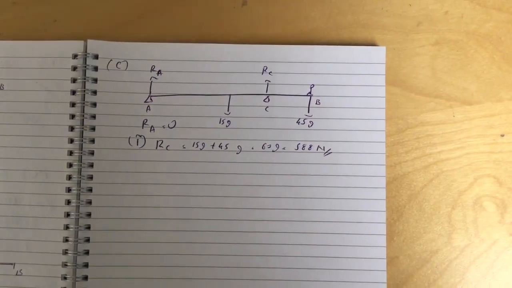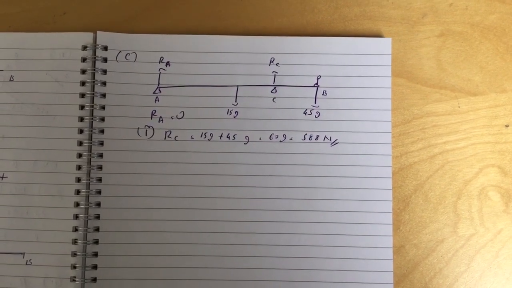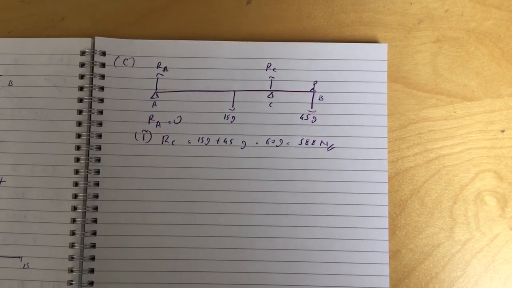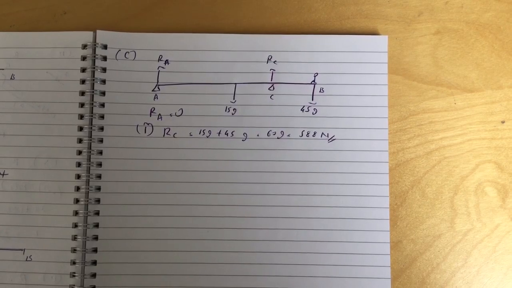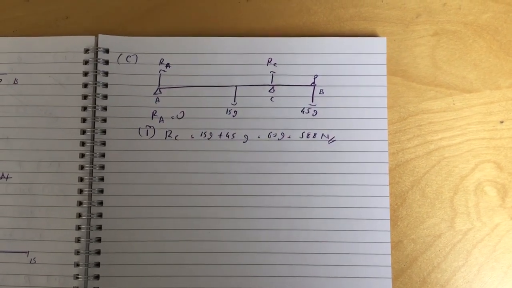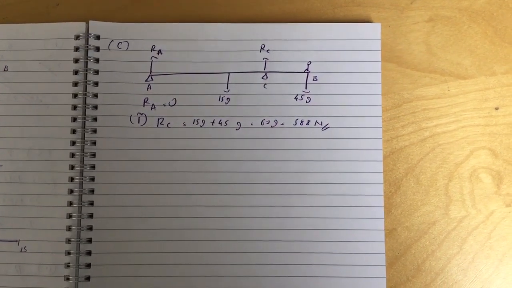And question C is quite straightforward really. RA equals 0, so RC equals 15g plus 45g, which is 60g, so it's 588 newtons.